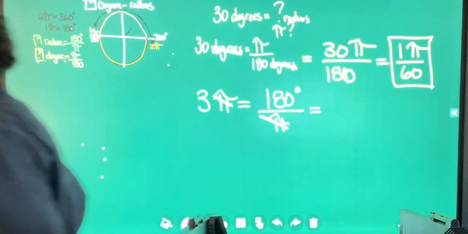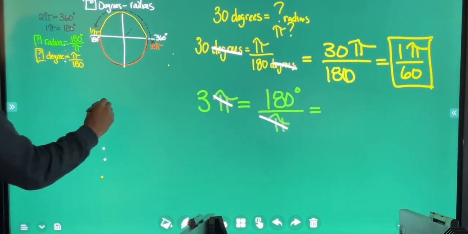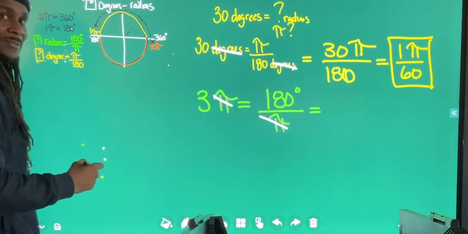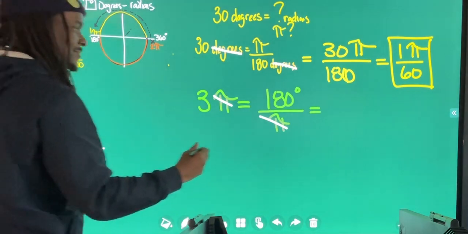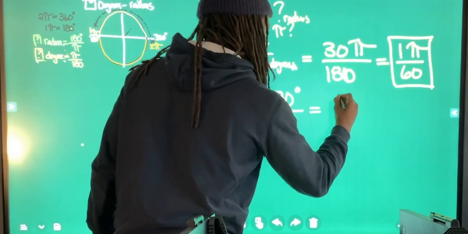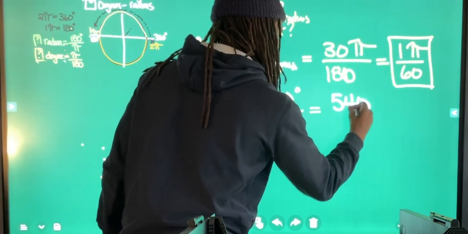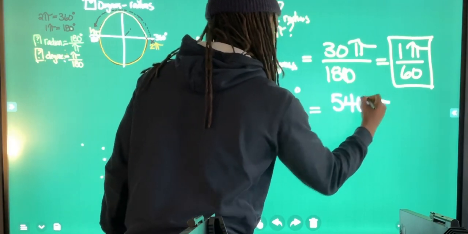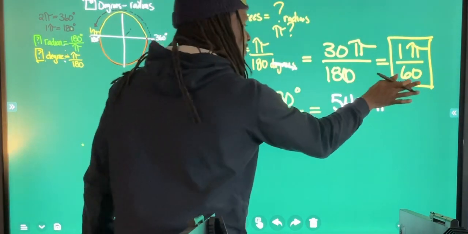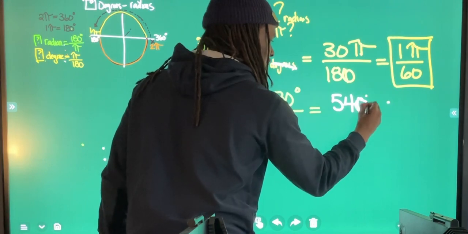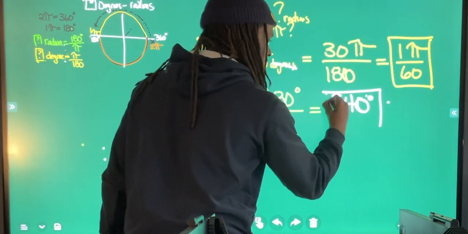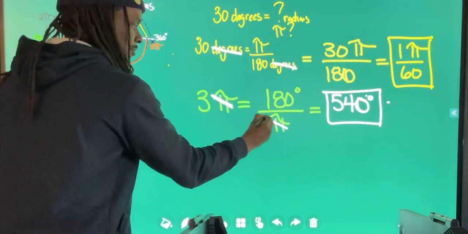That's right. Think about it. What's 3 times 180? 540. I think the calculator says 540 degrees. Oh wait, I'm sorry, degrees. You're right, 540 degrees. That's what I was confused about. Because the radians cancel, we just have degrees.